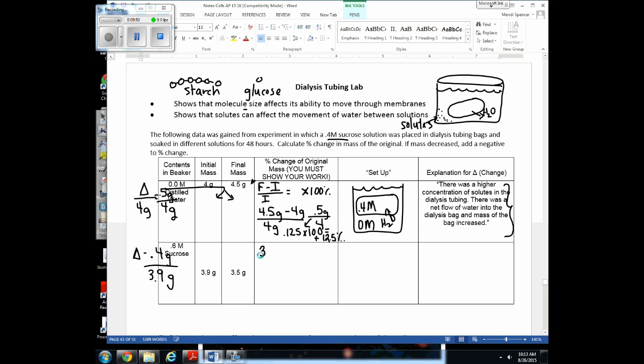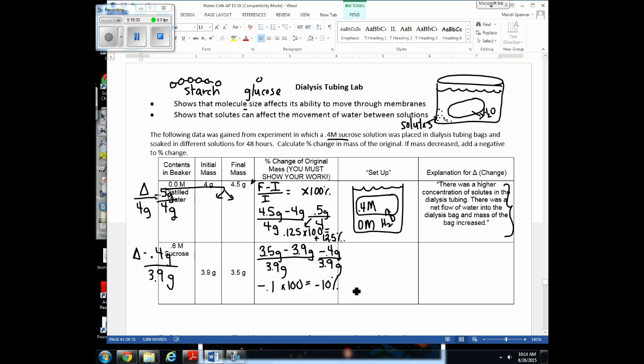Our final is 3.5 grams minus the initial, 3.9 grams, divided by our initial, which is 3.9 grams. And when you do the math for the top, that's going to give us a negative 0.4 grams divided by 3.9 grams. And that's a negative 0.1. Times that by 100, and then we have negative 10%. So that just simply means that the mass of the bag decreased 10%, and that negative is just an indication that it was a decrease, not an increase.